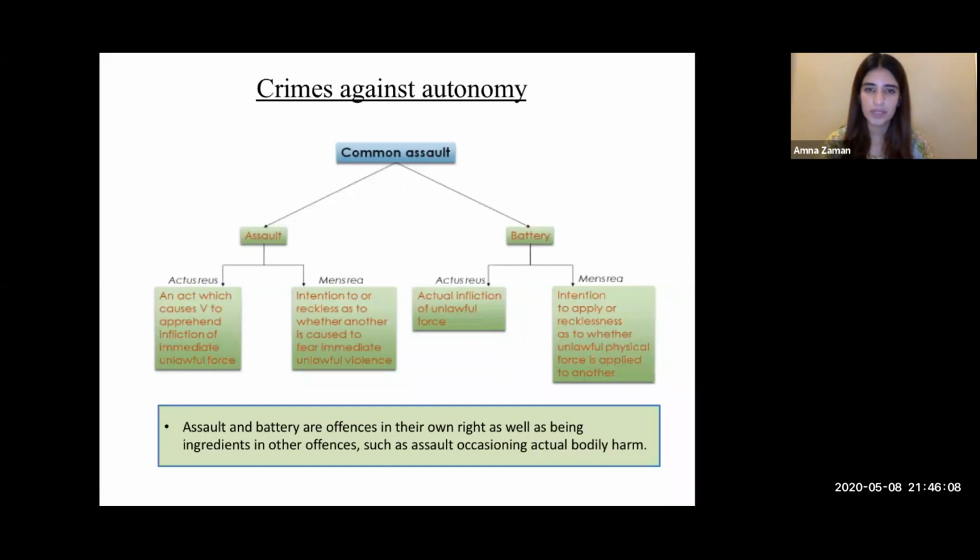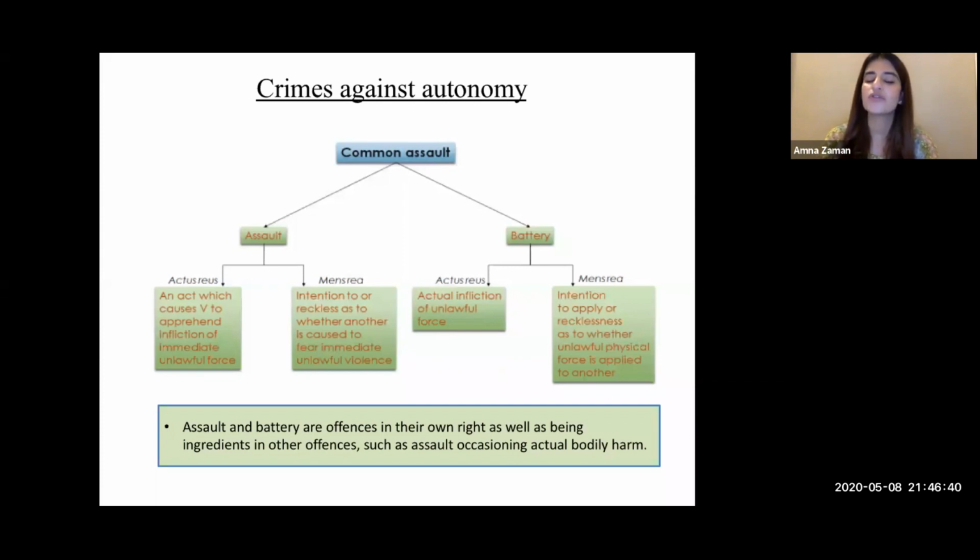Now, this is where you need to understand the difference. Assault means you are threatening somebody with the intention to threaten them, or you're just reckless about it. Whereas battery is actually applying force to the body of the victim with the intention of applying force, or because the defendant was reckless as to the fact that force could be applied to the victim's body. Now, assault and battery are offenses in their own right.